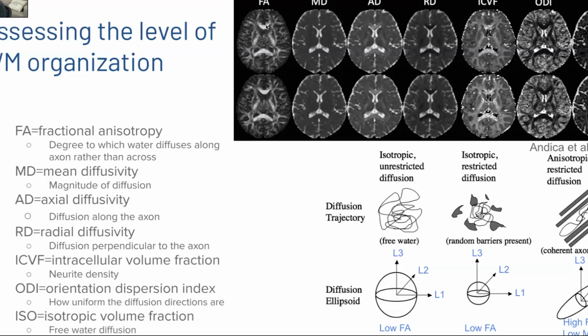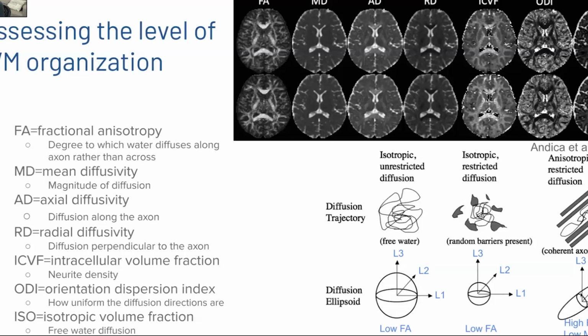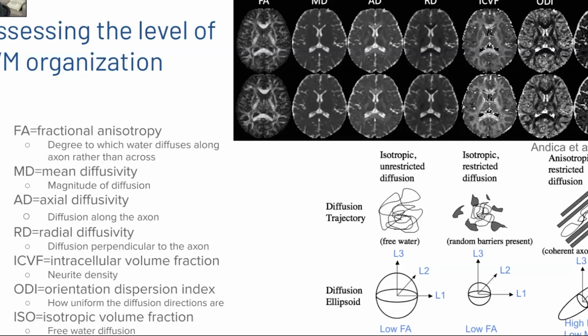Mean diffusivity, or MD, is the magnitude of diffusion. So going back to these ellipsoids, if you're measuring the diffusion in all 3 directions, mean diffusivity is just a magnitude, the average of these 3. Axial diffusivity, or AD, is diffusion along the primary axis. Radial diffusivity is diffusion perpendicular to the axon, so the average of those 2. And I just realized one issue here. These are switched. L1 is always the primary axis of diffusion. So this should say L1 and this one should be L2 and so on for these here.